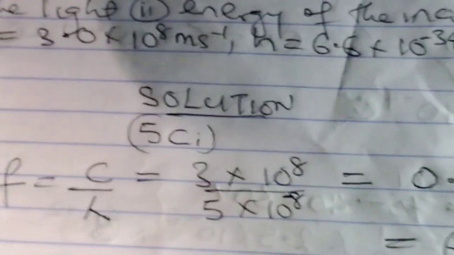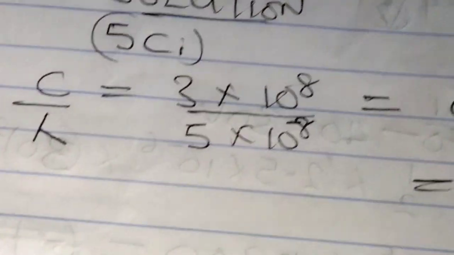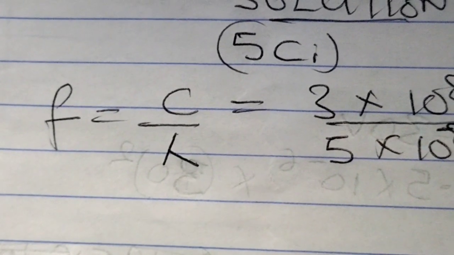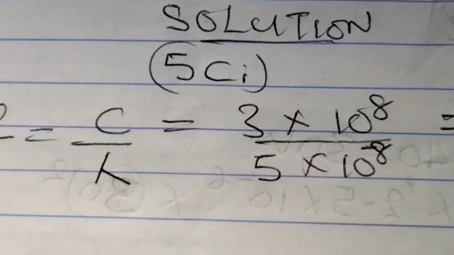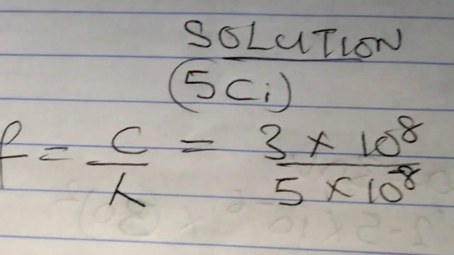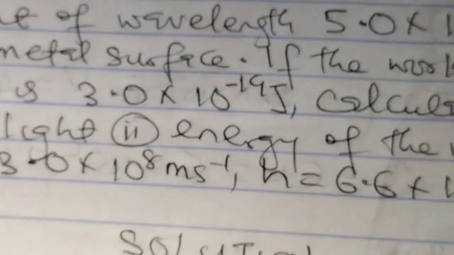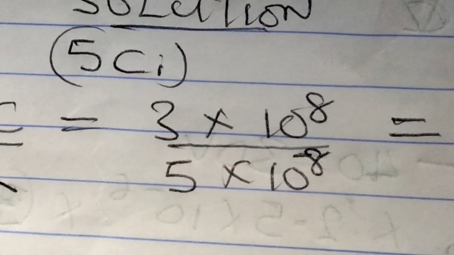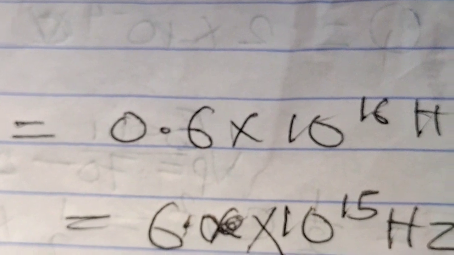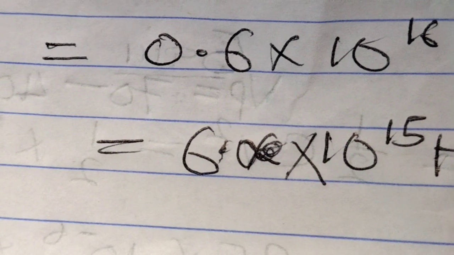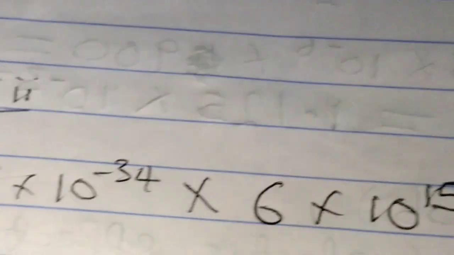Solution to 5CI. We have frequency as C over lambda. That C means velocity of radiation. So the value of our C is 3 times 10 to the power 8, in the bracket given to you. The value of the wavelength of the radiation is given to you also in the equation as 5.0 times 10 to the power minus 8. So inputting the values and then solving, we'll have 0.6 times 10 to the power 16 hertz. Convert to standard form, we'll have 6.0 times 10 to the power 15 hertz.